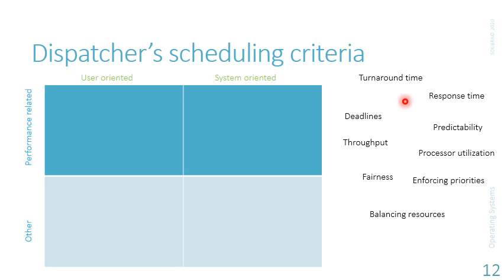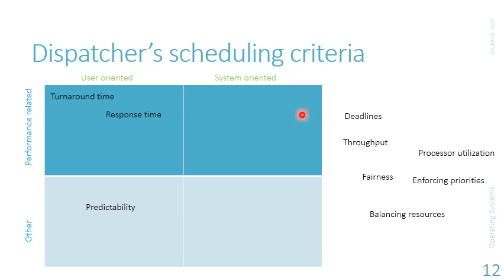If I, a human being, want to execute my program, it would be nice to know when it's going to finish. So turnaround time would be related to the user and it's performance related. I'm interested in when my program has finished executing. If we follow the same approach, response time has time, so it's performance related. Response time is the first feedback that my program is giving me as a human being, so basically it will go under user.